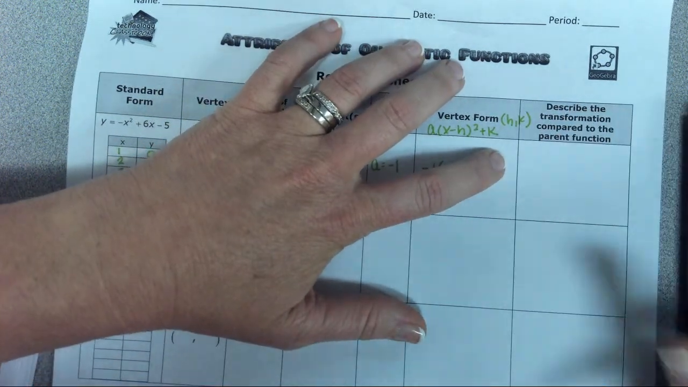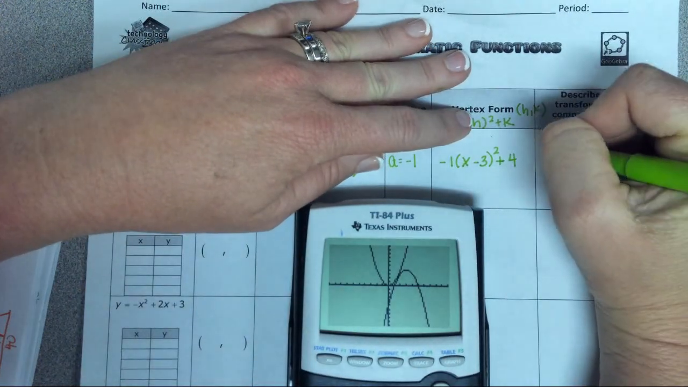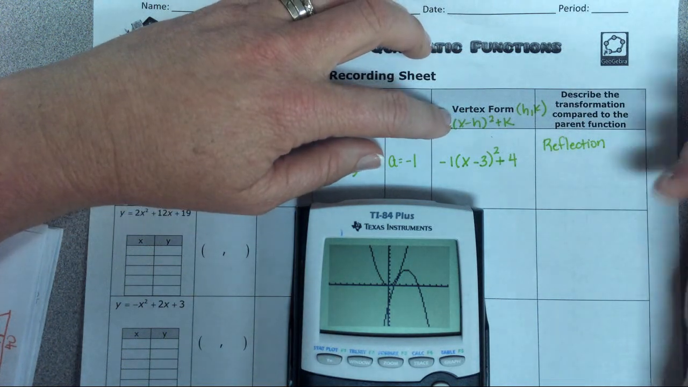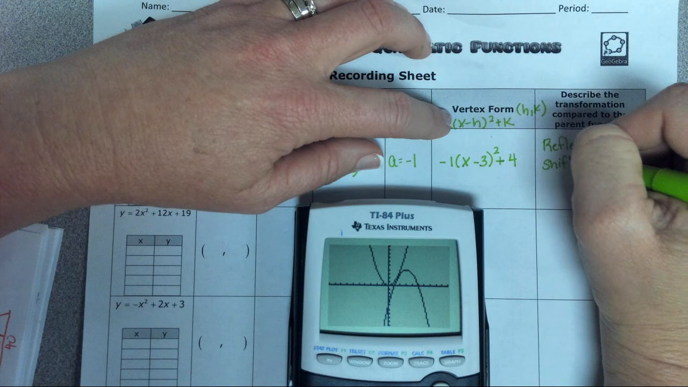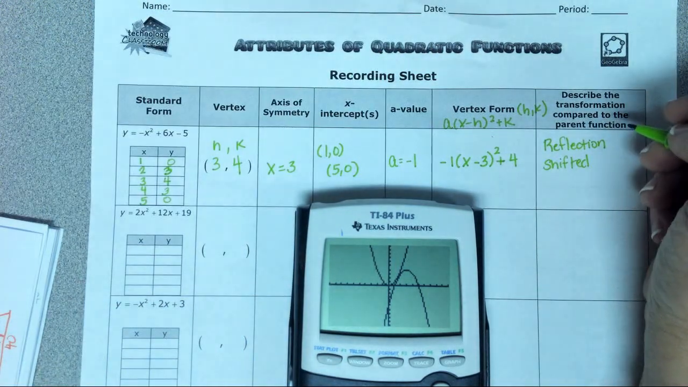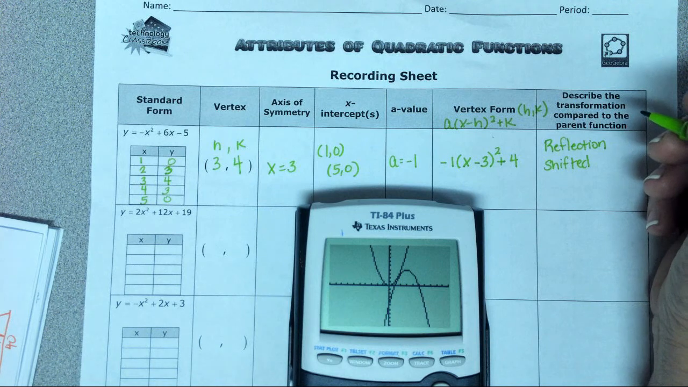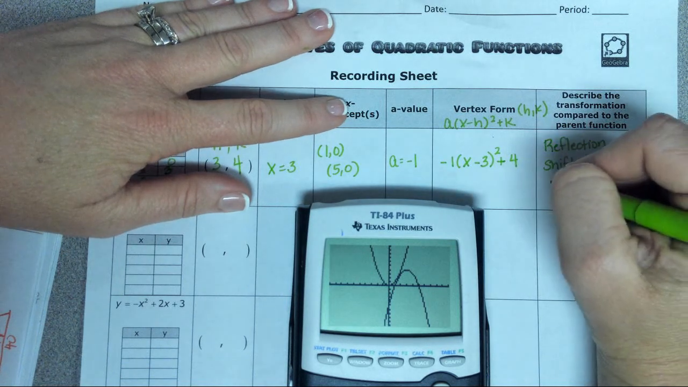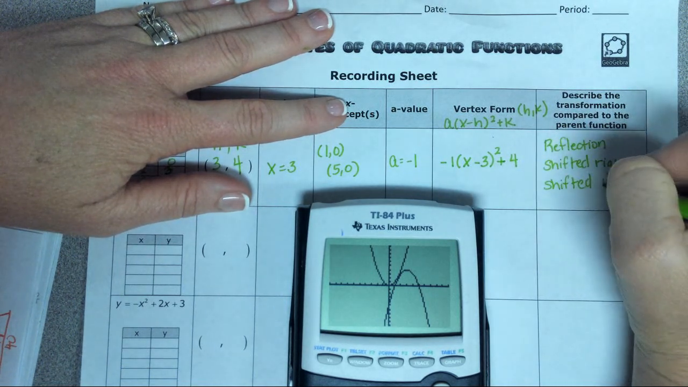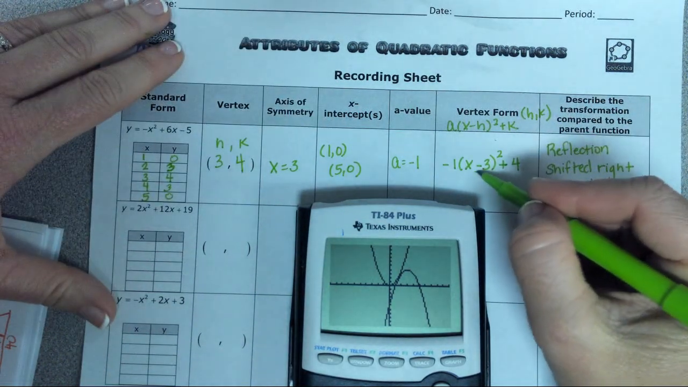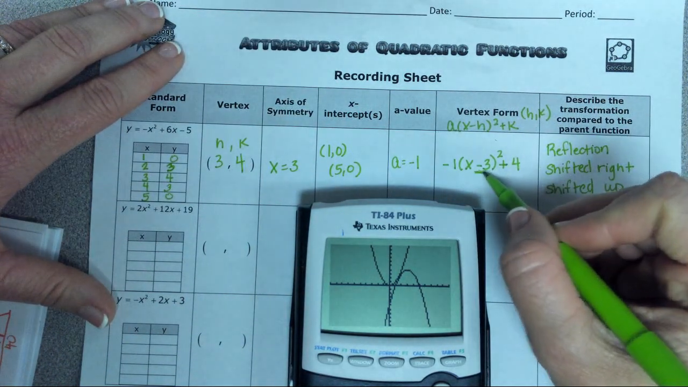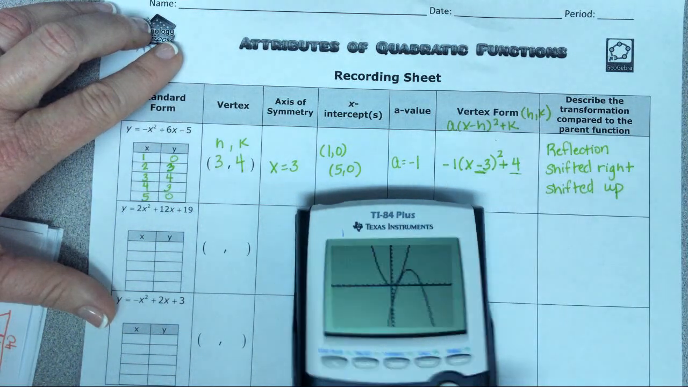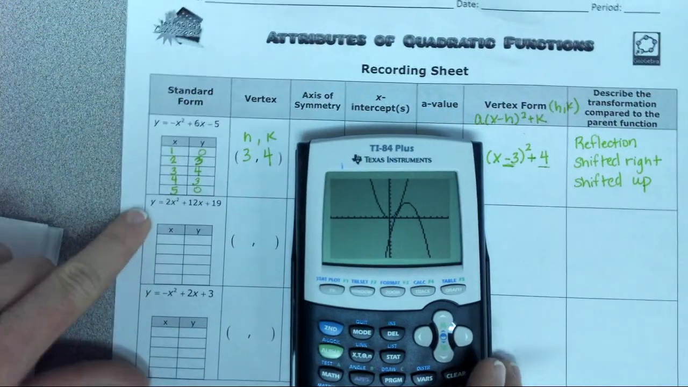And I can see, since it's flipped upside down, that means we have a reflection. And then it has shifted to the right, and then it's shifted up. This is what tells me also, without even putting it in the calculator, that it shifted to the right because it's a negative, and that it shifted up because this is a positive 4. Okay, so now going on to our next one.